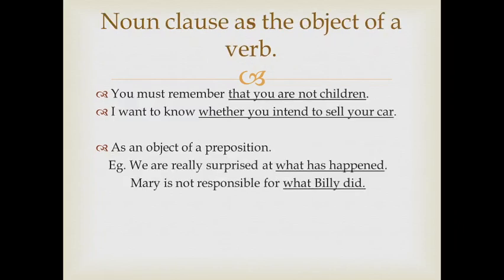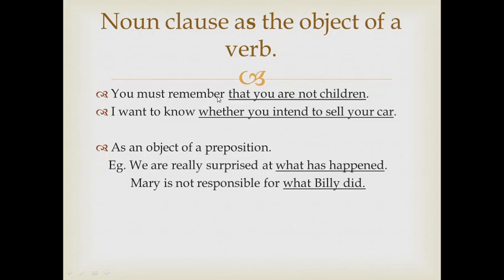Noun clause can come as the object of a verb. You must remember that you are not children. You must remember something. You must remember what? That you are not children. So there it comes as the object of the verb remember.